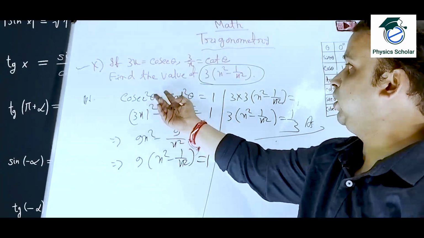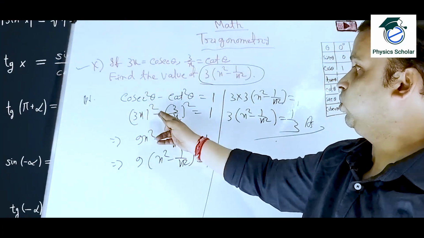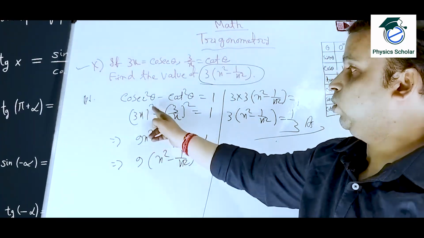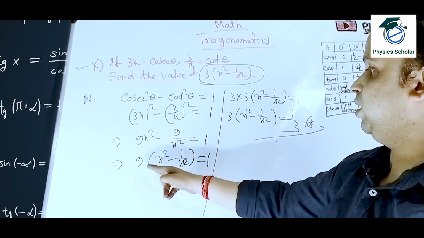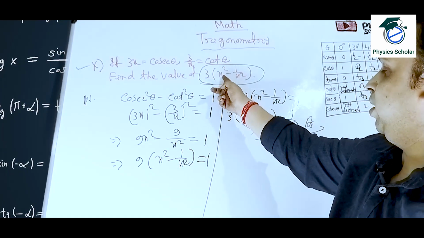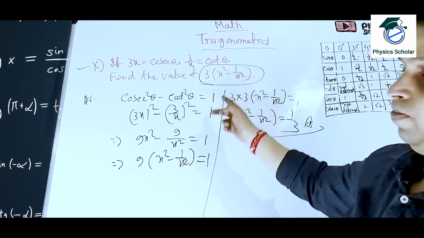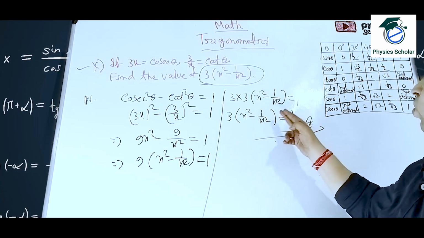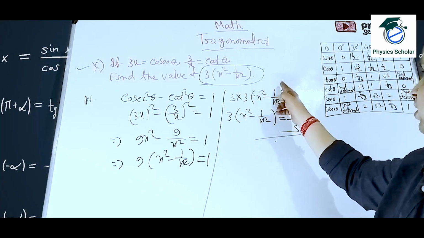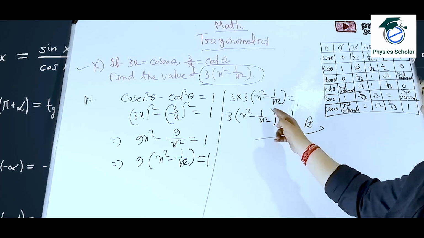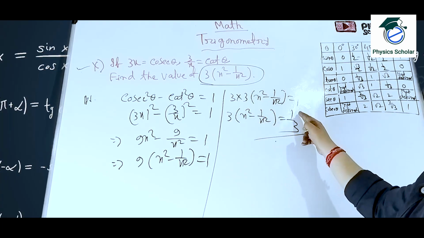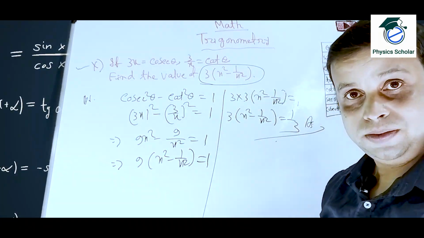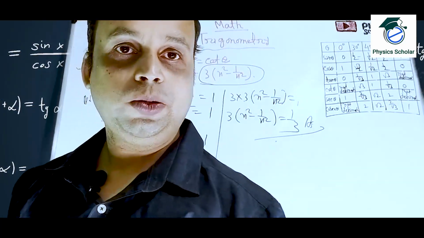What is the value of cosec theta? 3x. So 3x whole square minus cot theta, which is 3 by x, whole square is equal to 1. So 3x whole square means 9x square minus 9 by x square. 9 common, x square minus 1 by x square. But here we need 3 into x square minus 1 by x square. So how can we write 9? 3 into 3 into x square minus 1 by x square is equal to 1. So we keep the 3 into x square minus 1 by x square, and this comes to 1 by 3, which is what we have to prove. So it will be 1 by 3. Okay. So hope you have understood this.